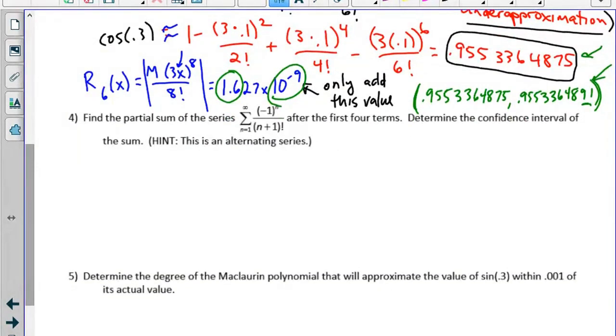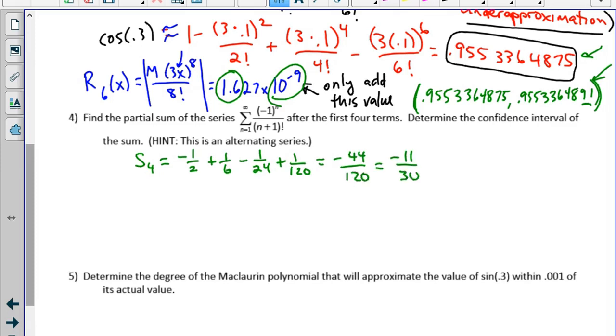Number 4, find the partial sum of the series that's given after the first 4 terms and determine the confidence interval. Note it's an alternating series again. So the fourth partial sum, or the partial sum after the first 4 terms, is negative 1/2 plus 1/6 minus 1/24 plus 1 over 120, and that equals negative 44 over 120, which is equal to negative 11 over 30. Really quick, think, is this an over or under approximation? This is an over approximation.